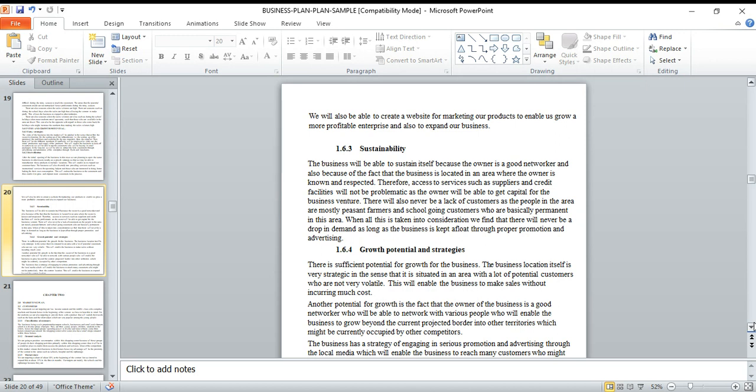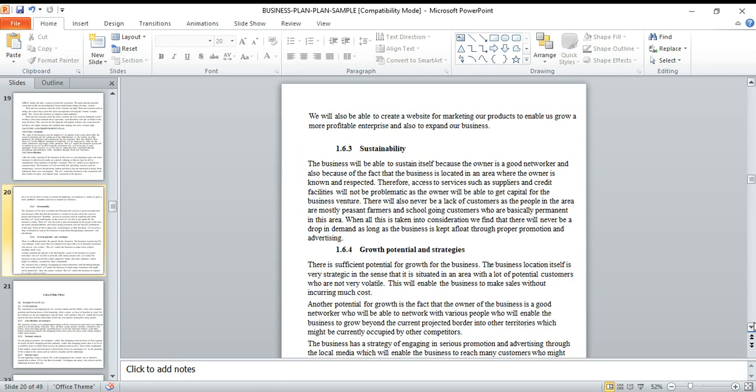How will we sustain our business? I've also described how we will sustain our business here. The business will be able to sustain itself because the owner is a good networker, and also because the business is located in the area where the owner is known and respected. Therefore, access to services such as supply and credit facilities will not be problematic, as the owner will be able to get capital for the business venture. So you should also be able to demonstrate how you will sustain your business in the long term.